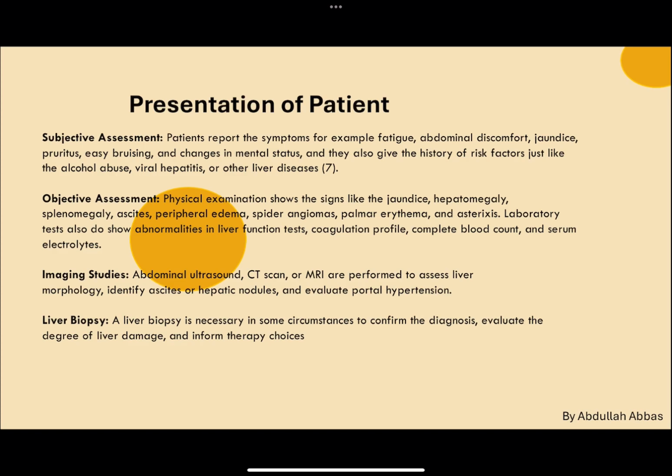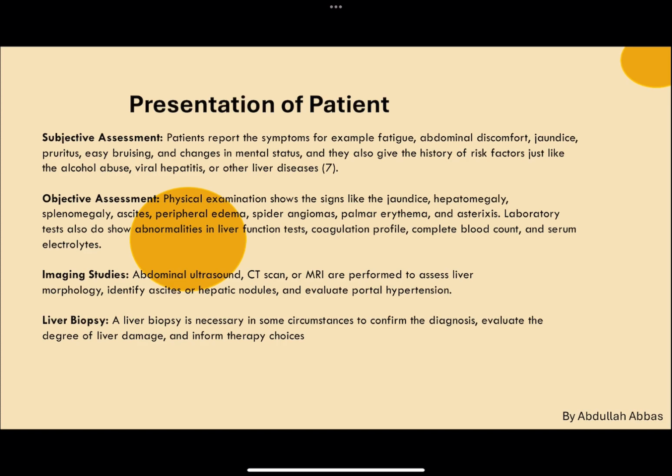For the objective assessment, physical examination shows signs like jaundice, hepatomegaly, ascites, peripheral edema, spider angiomas, palmar erythema, and asterixis. Laboratory tests also show abnormalities in liver function tests, complete blood count, and serum electrolytes. And imaging studies include abdominal ultrasound, CT scan, or MRI performed to assess liver morphology, identify ascites or hepatic nodules, and evaluate portal hypertension.